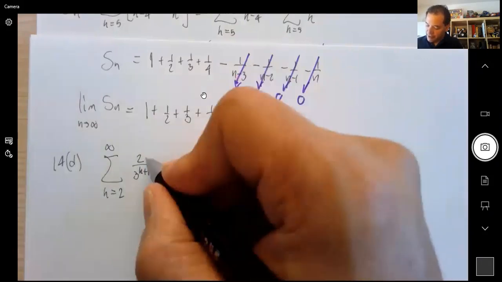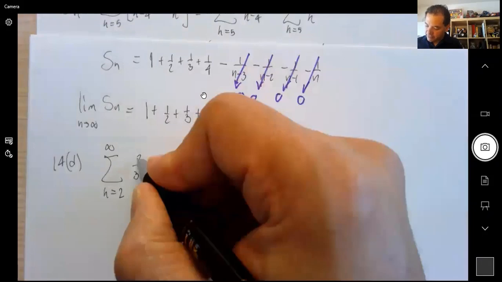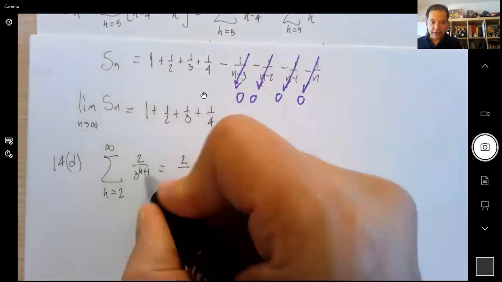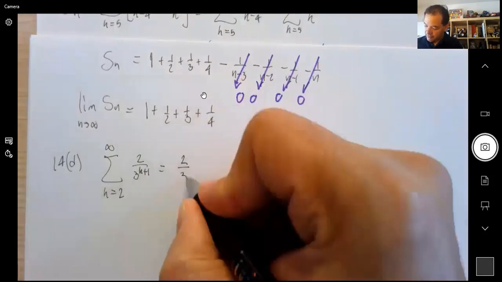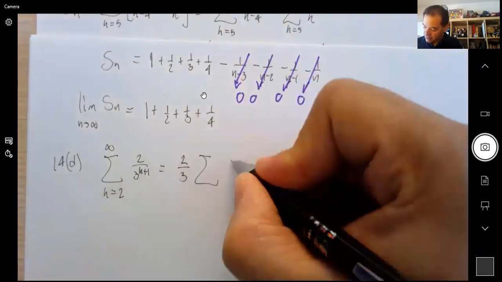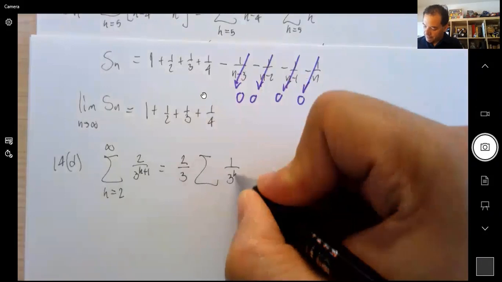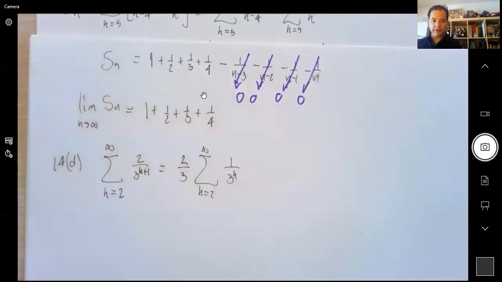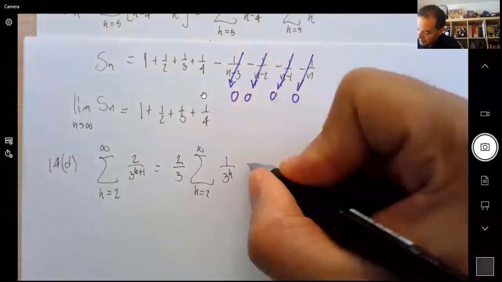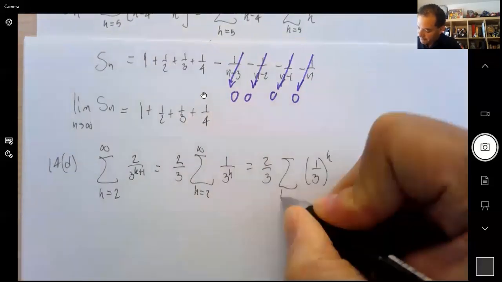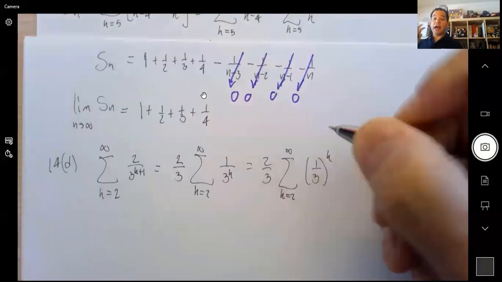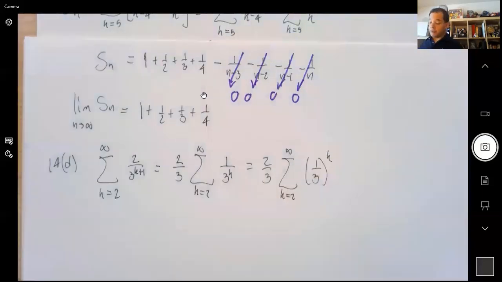So first, take the things that are extras here. So what are the extras here? This 2 is an extra, so take it out. And one of the 3's is an extra because I have power k plus 1. So take one of the 3's out as well. And then all you have now is 1 over 3 to the k from 2 to infinity, right? That's the first simplification. Now, perfect. And in fact, I'm going to write it like this, 1/3 to the k, because you want it as r to the k to be a geometric series.